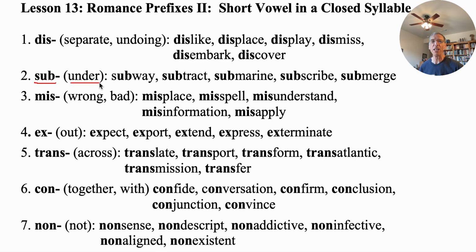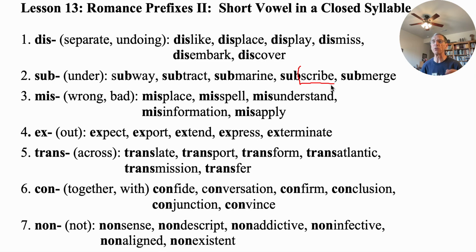Sub means under. Subway, that's like a train that goes under the ground. Subtract, you have 5, take away 1, and when you go down, you subtract, you pull down. Track means to pull, by the way, so when you pull down, you come up with 1.